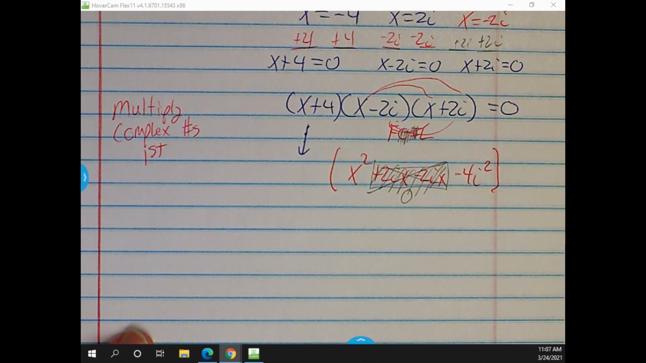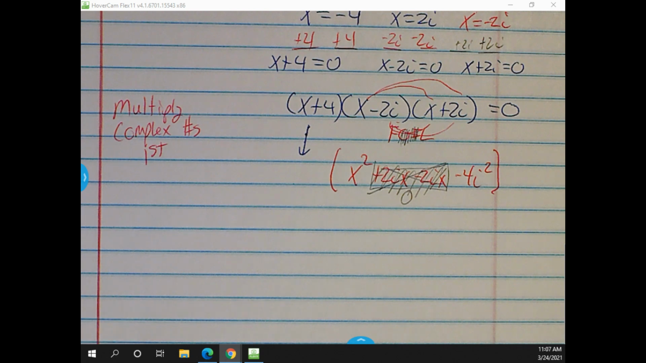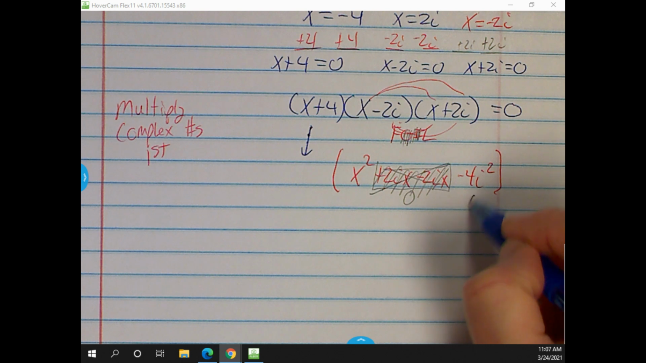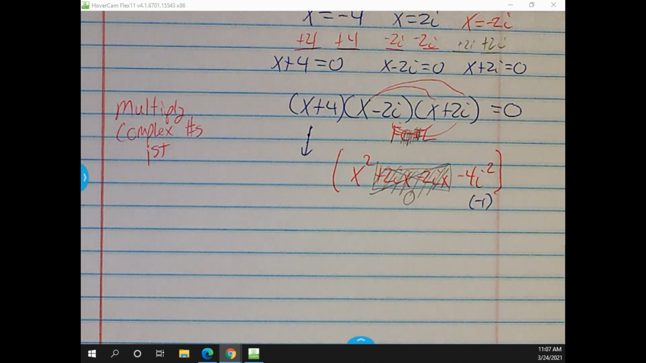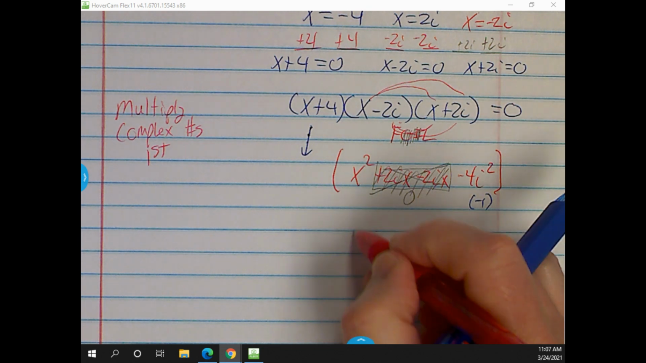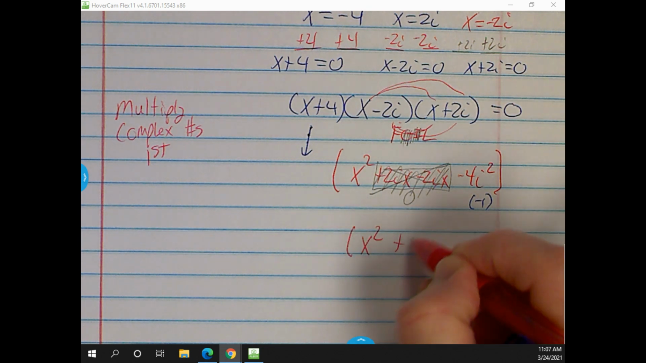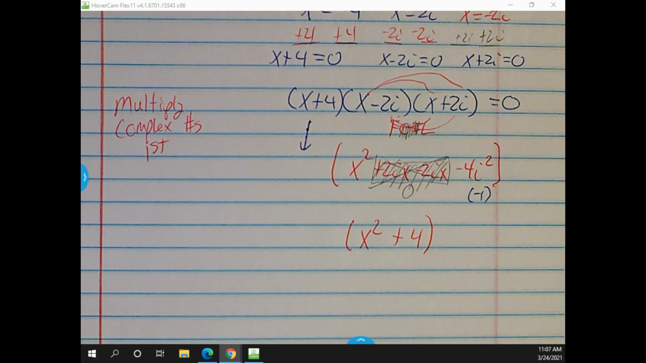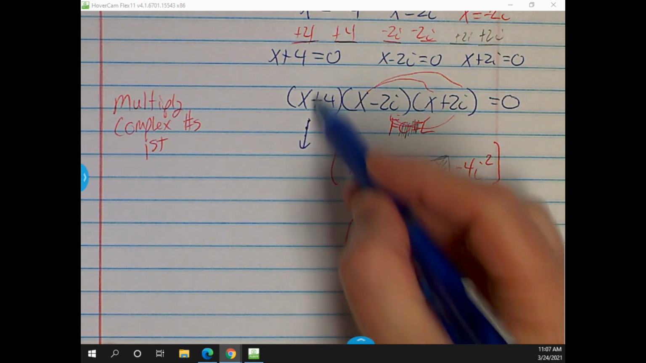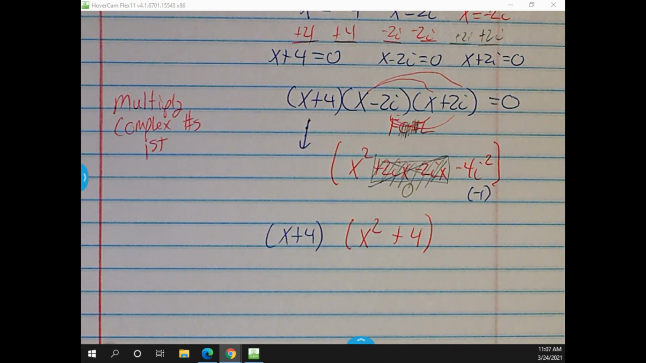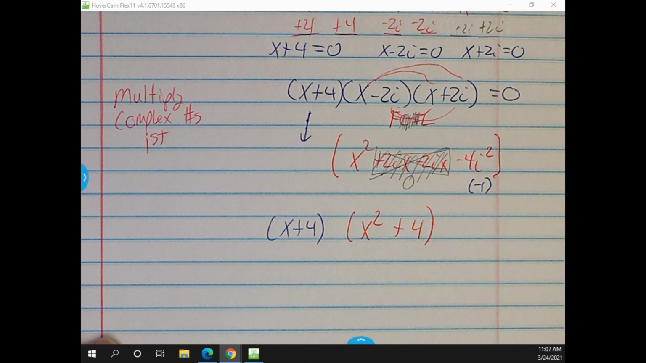And that's why we do that first, because now it makes this thing a lot easier, because now, hopefully remember, if we have i squared, you're going to replace that with -1. So it's -4 times -1. This thing is going to be x squared plus 4. And then if we bring down that x plus 4, we've got that one. And then we get to do the full method one more time.